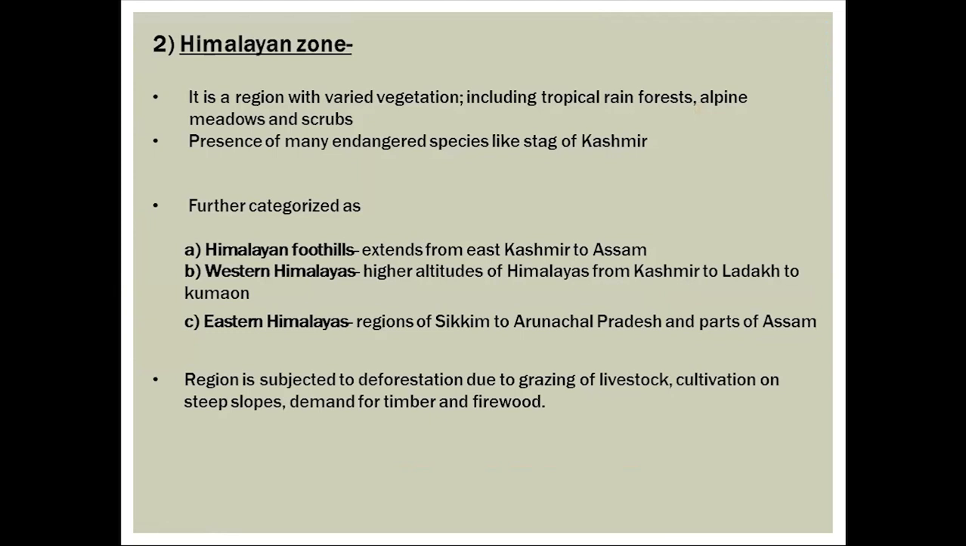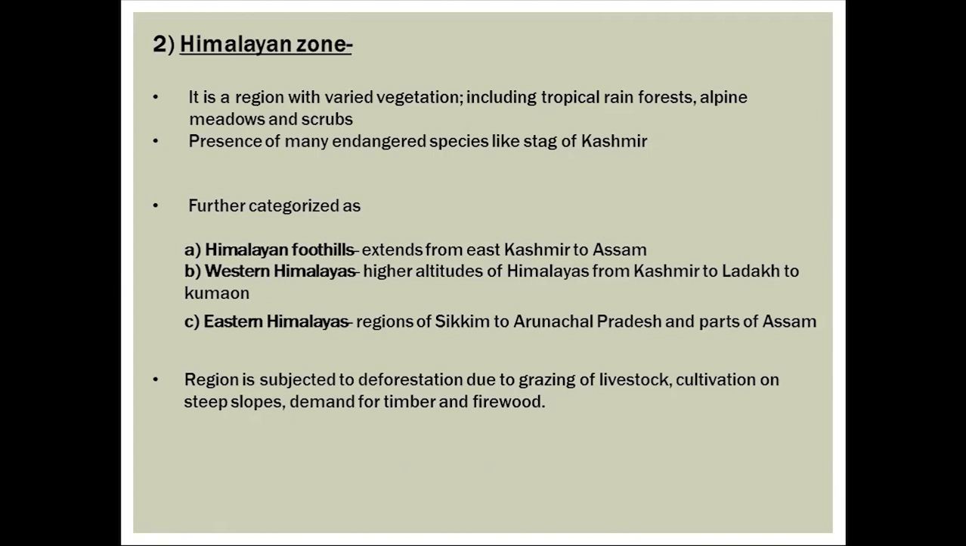Then after Trans-Himalayas, the next is Himalayan zone. Himalayan zone shows a variety of vegetation. So there are tropical rainforests, then alpine vegetation, and few grasslands and scrubs are present in the mountains also. And there are many endangered species like the Kashmir stag, locally known as hangul. It is a critically endangered species which is found in the Himalayan zone. Himalayan zone is further categorized into three subzones.